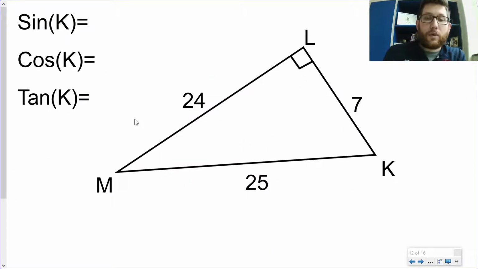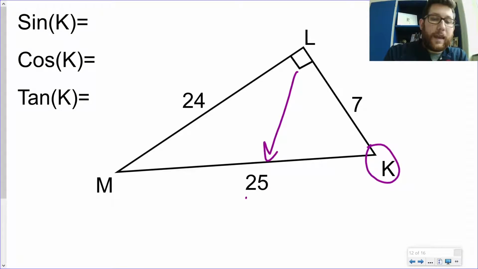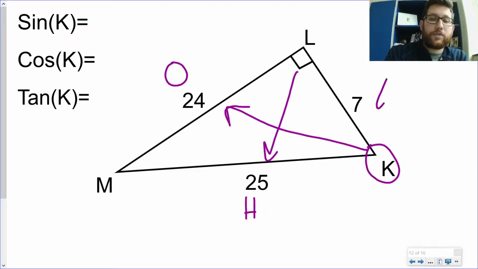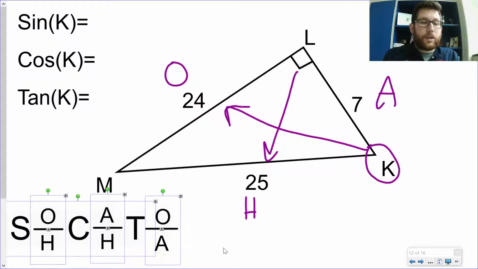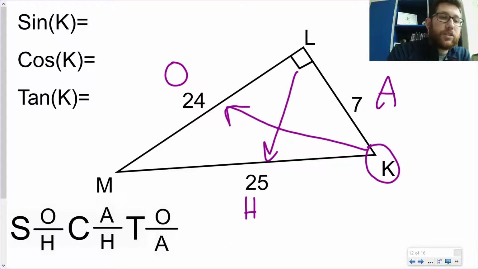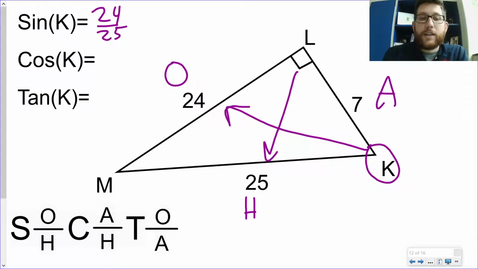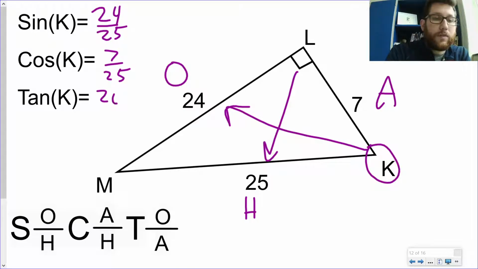All right, so let's do another one with K. So that's my angle here. So this is my H side. Remember, the H side isn't always the slanty one. It just is the one opposite the 90. This one is my O side, and this one's my A side. Let's bring Sohcahtoa back. This would be a good thing to have in your notes. So sine is the O over the H, so 24 over 25. The cosine is the A over the H, 7 over 25. And tangent is O over A, 24 over 7.